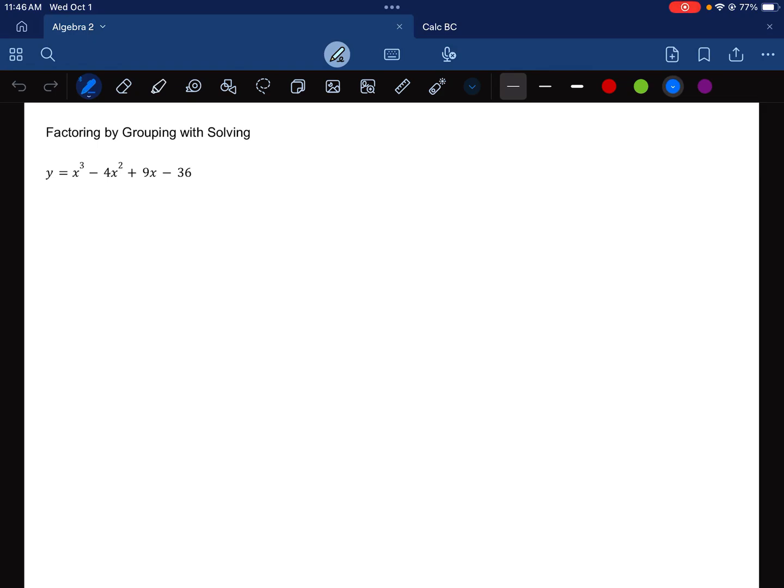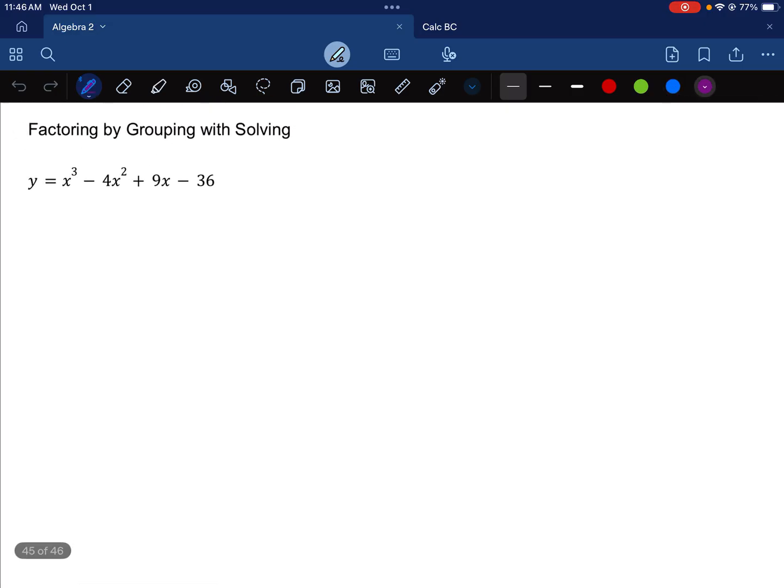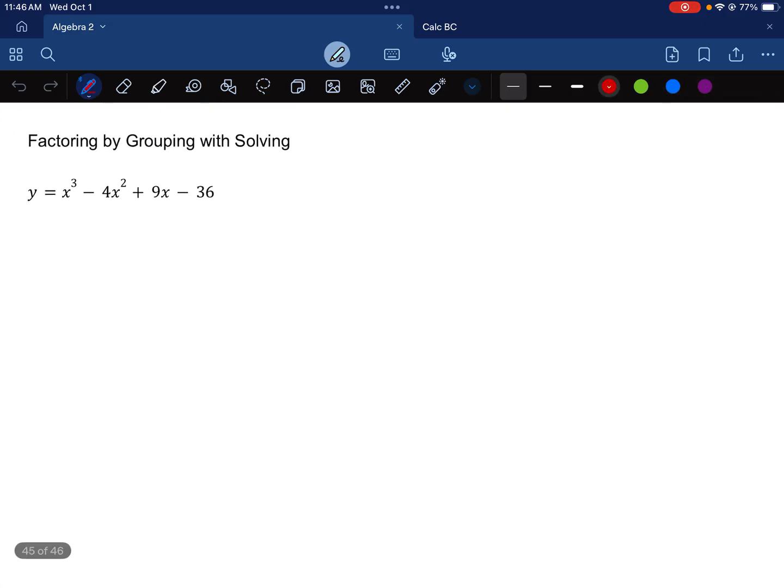Okay, we got our last video. We're going to do factor by grouping with some solving in it. So with factor by grouping, you're always looking for 4 or more terms. So 1, 2, 3, 4 terms here. The first thing we want to do with factor by grouping is the grouping part. So let's group the first 2 terms together, and then let's group the last 2 terms together. So that's the grouping part.